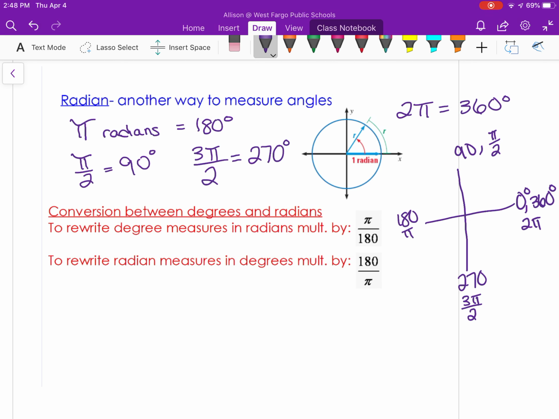How do you convert between degrees and radians? Since they deal with 180 degrees and pi, you're either multiplying by pi or dividing by 180. If you are going from degrees to radians, you multiply by pi over 180. If you're going from radians to degrees, you multiply by 180 over pi. So you're either trying to add the pi or get rid of it.